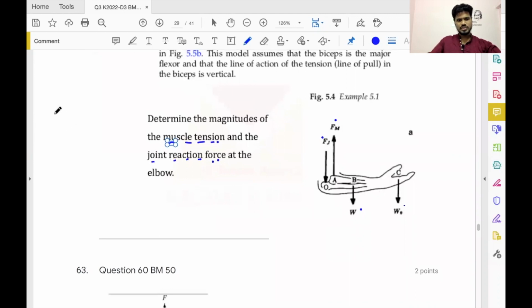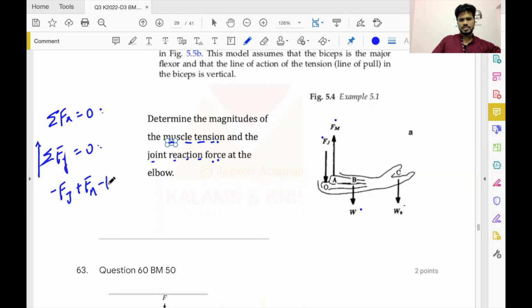There are no forces in the x direction, so sigma Fx is not useful for us here at all. Sigma Fy is 0. Let's assume this to be positive. We have minus Fj plus Fm minus W, yes, there is also W naught, so this should be 0. So there is one relation between Fj and Fm.